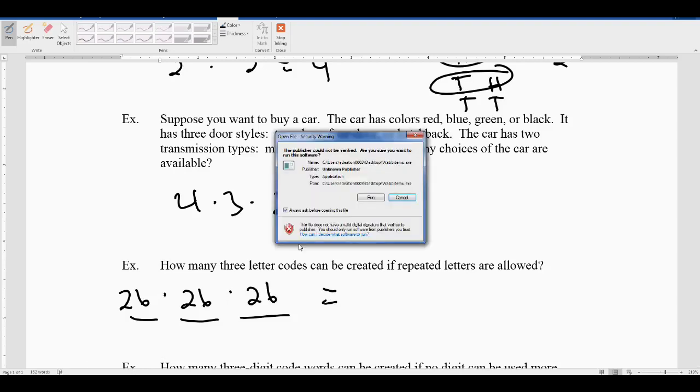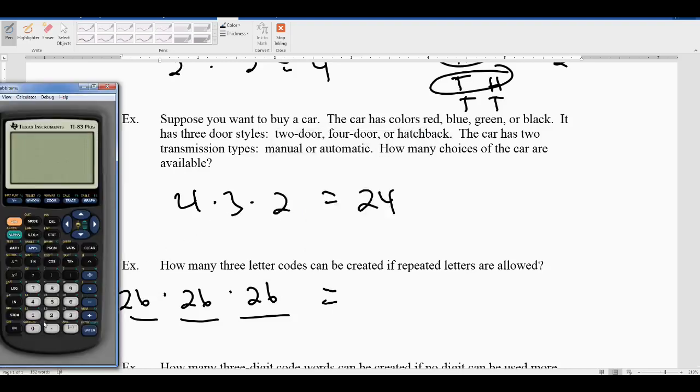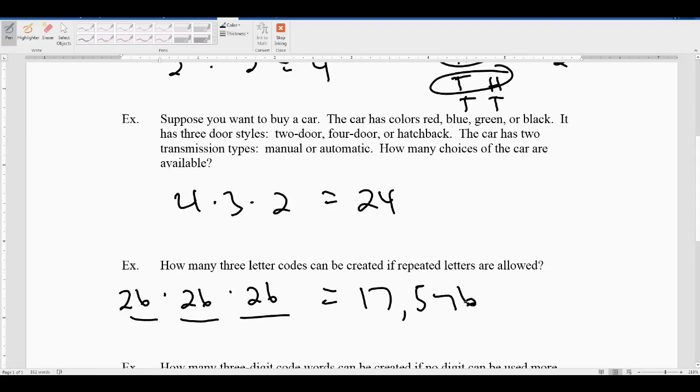And when you multiply that out, 26 times 26 times 26 is 17,576 different possible combinations. So that's 26 to the third, in case you're wondering.